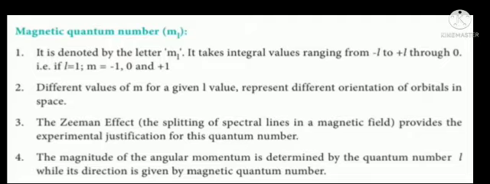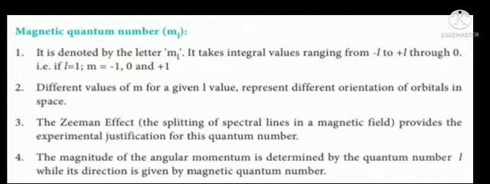Third point, the Zeeman effect, that is the splitting of spectral lines in a magnetic field, provides the experimental justification for this quantum number. Already we discussed the definition of Zeeman effect. It is defined as the splitting of spectral lines in a magnetic field. This Zeeman effect provides the experimental justification for this magnetic quantum number. It is to be given for third point.